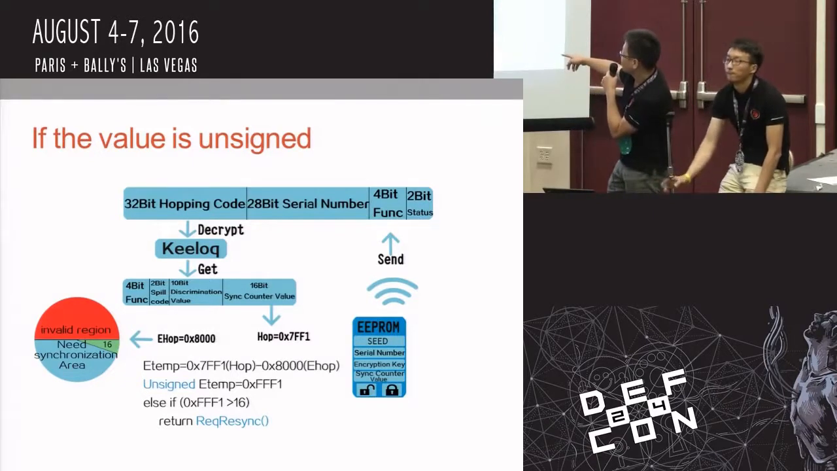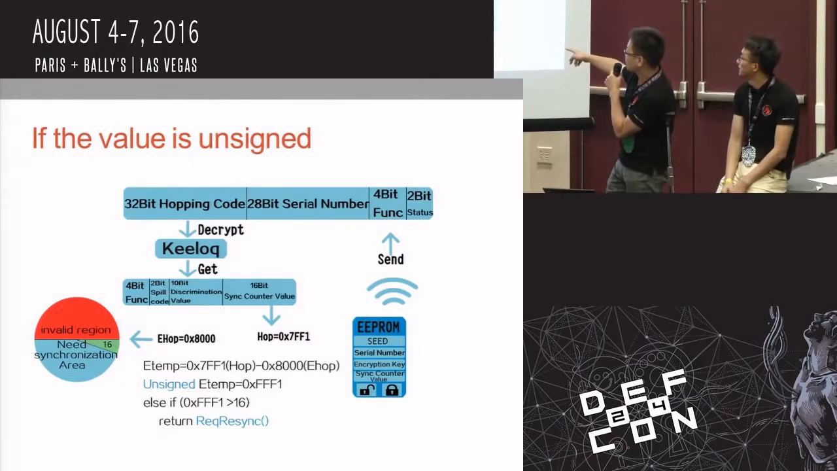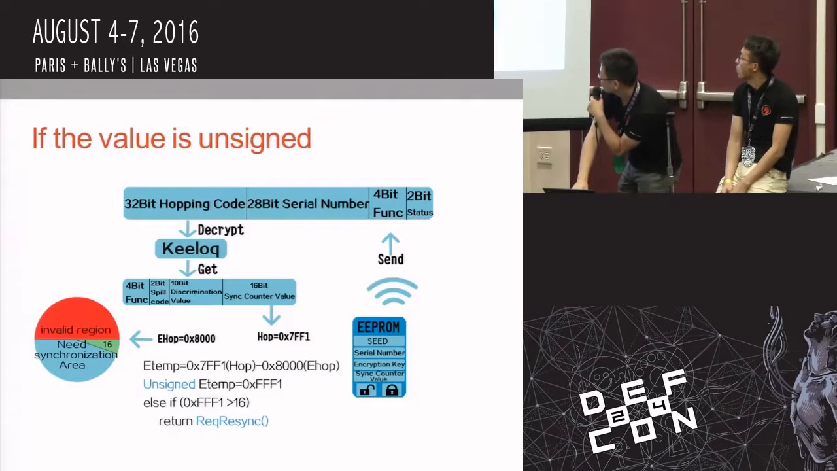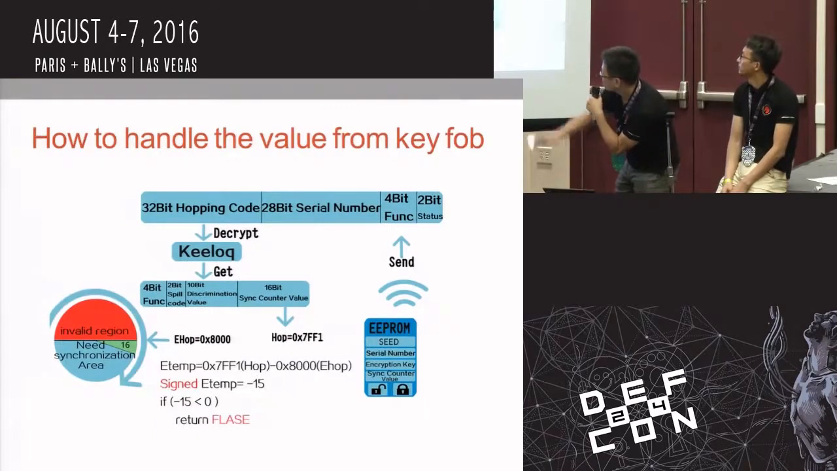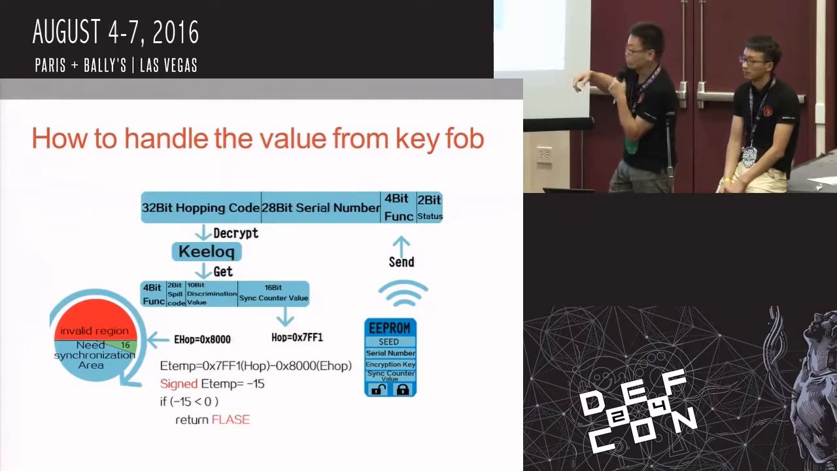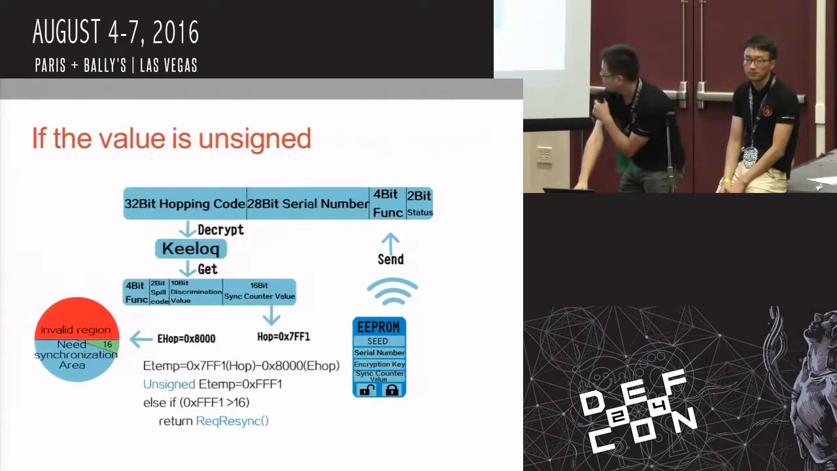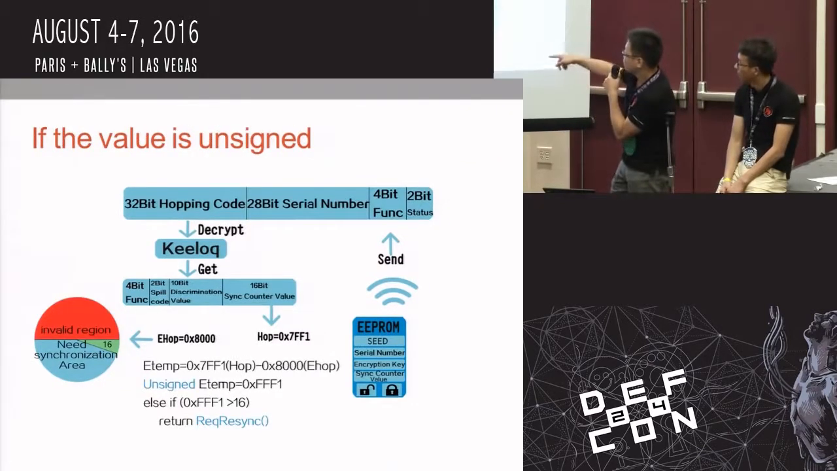When we send the smaller sync counter value, they should go to false and give no response. Then if the manufacturer defined the etemp as an unsigned value, they will go to the resynchronize.